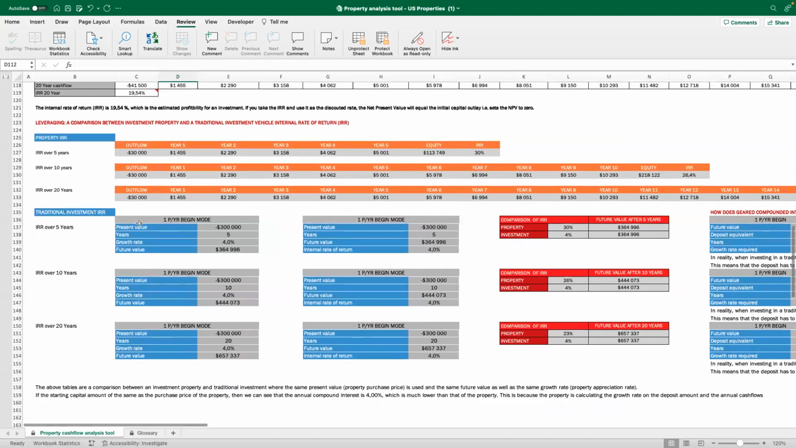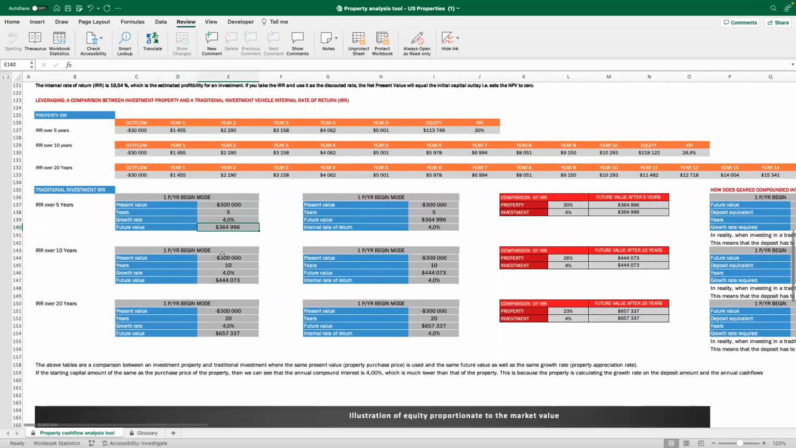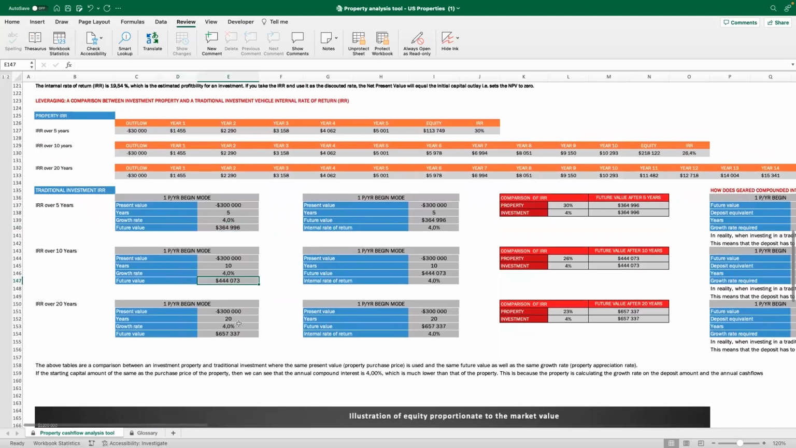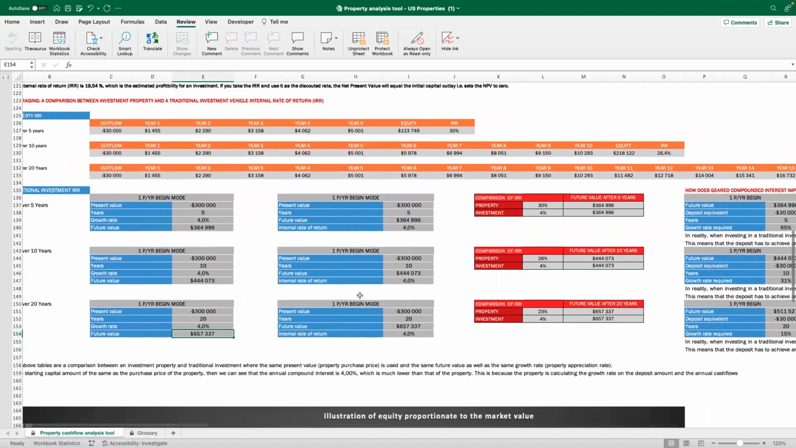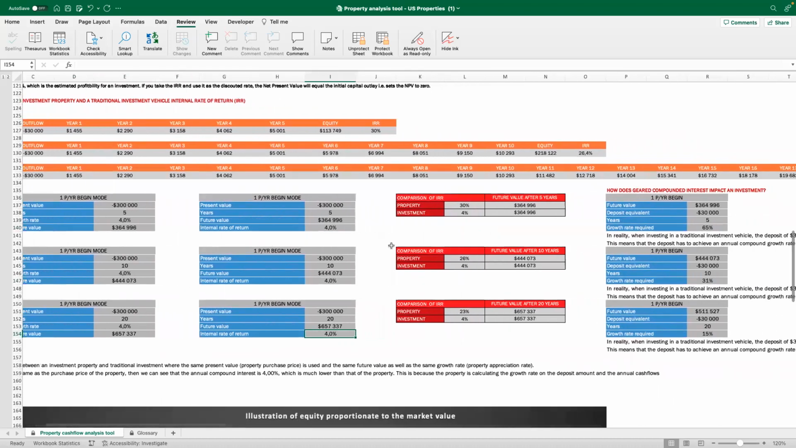So we are taking a traditional investment, $300,000 is the purchase price, 5-year term, 4% growth rate. This is what the growth would be after 5 years if you invest this money into, let's say, an income fund or even money markets. Similarly, over 10 years and 20 years, this is what the future values would be. And then obviously the internal rate of return would be 4% because there's no additional money coming in and it's compounding annually. So that would be the internal rate of return.